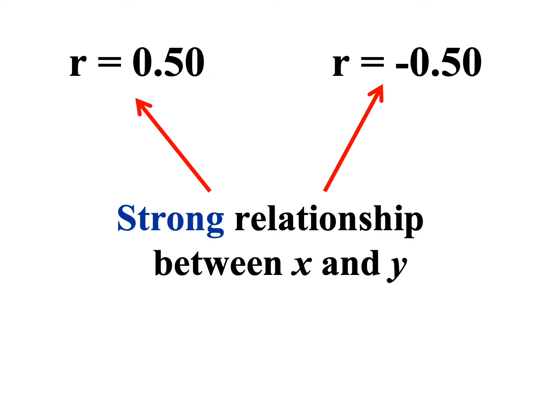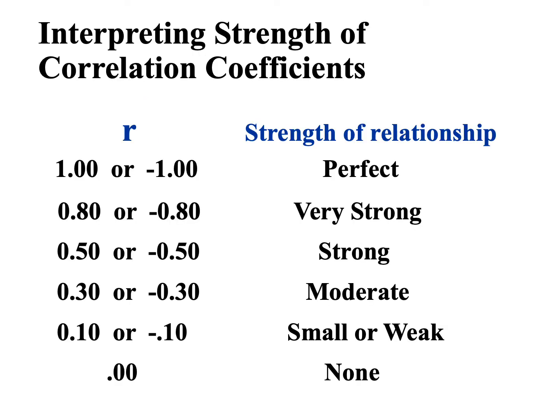Similarly, a correlation of positive 0.5 and a correlation of negative 0.5 are equally strong. They both indicate a strong relationship between x and y, although not as strong as a correlation of 0.8 or negative 0.8. This table summarizes the strengths of many correlation coefficients.